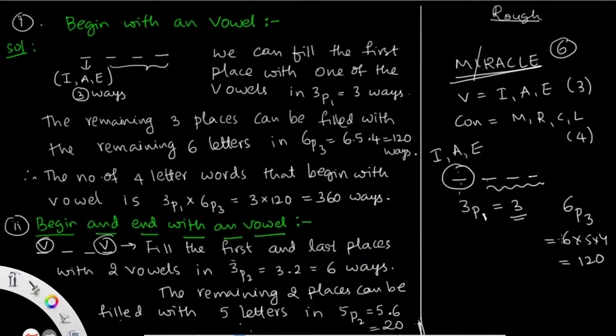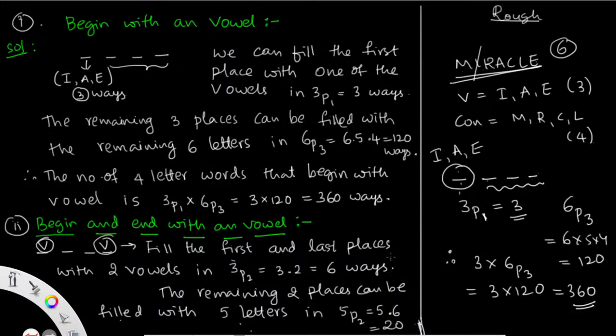So that is the 120 ways to form 4-letter words which begin with a vowel. The total answer is going to be 3 into 6P3. So 3 into 6P3 means 3 into 120, that is nothing but 360 ways.